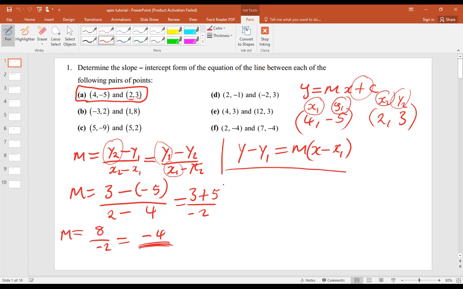Do we have any questions on how to find the gradient? No. All right, so okay, let's move on to the line.